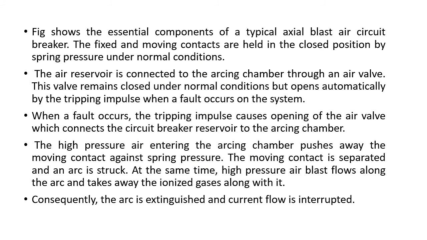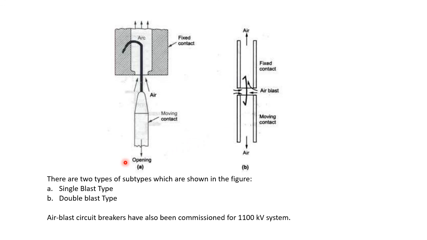Again, the construction part. There are two subtypes which are shown in the figure. This is a single blast. This is a double blast. Air blast circuit breakers have also been commissioned for a 1100 kilovolt system.